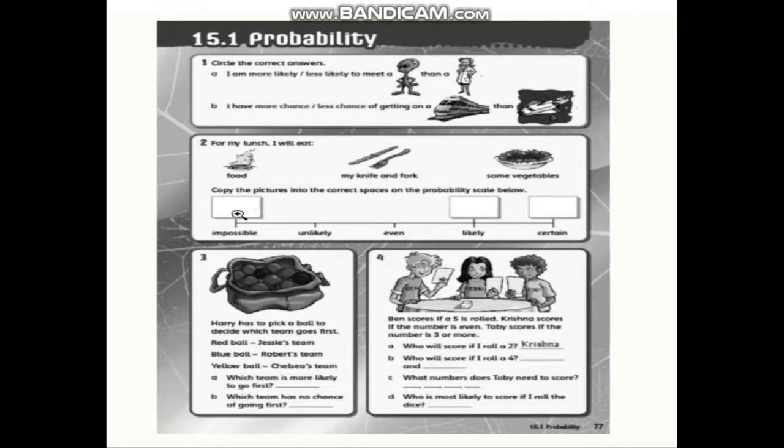Here impossible. Impossible means there is no way that event will happen. Next one here is likely. Likely means that the event will probably happen. Here is certain. Certain means it will absolutely happen. Here our options are food, my knife and fork and some vegetables.